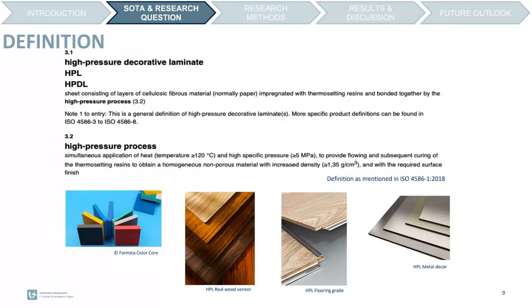and other production methods. And just for the illustration, here is even more variation. On the left, you have a fully colored core, a decorative layer of wood veneer, a decorative laminate for flooring, and one with a metal top layer.